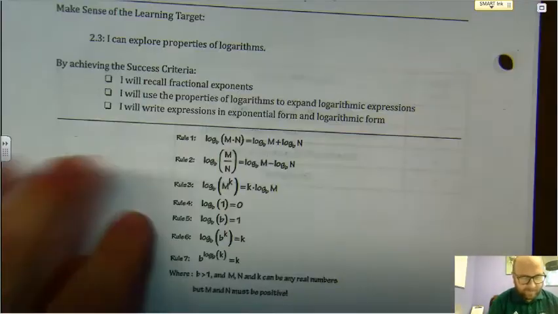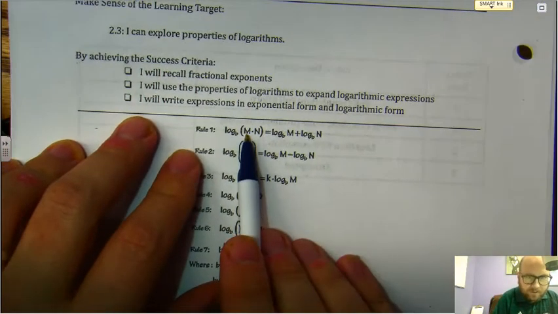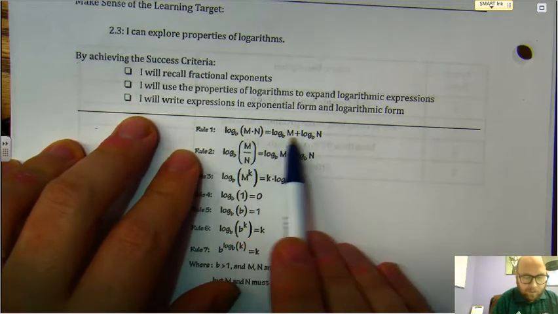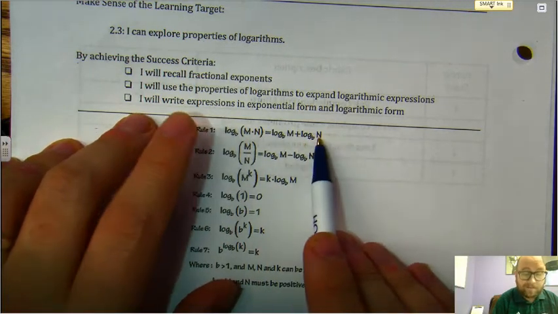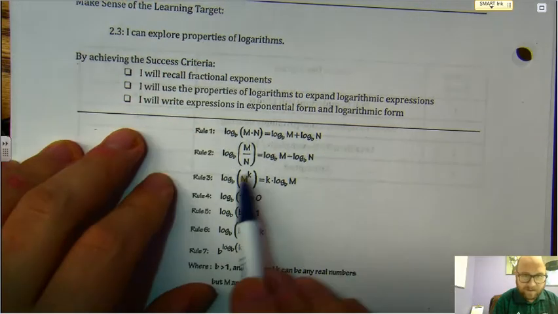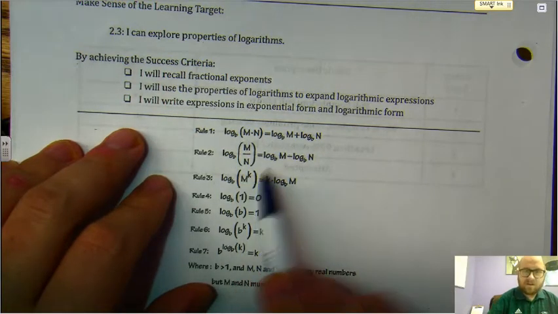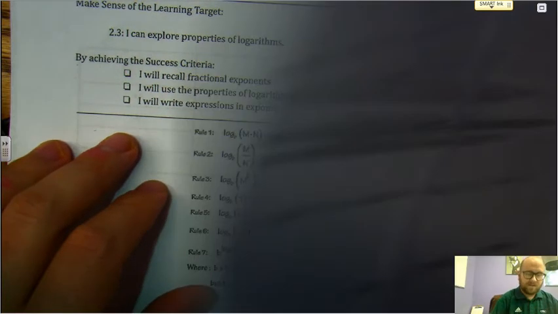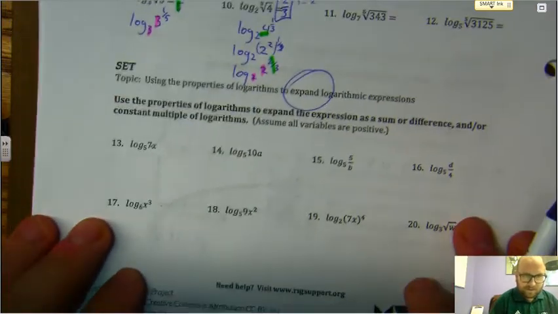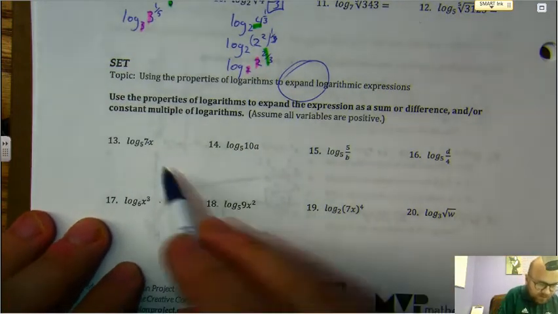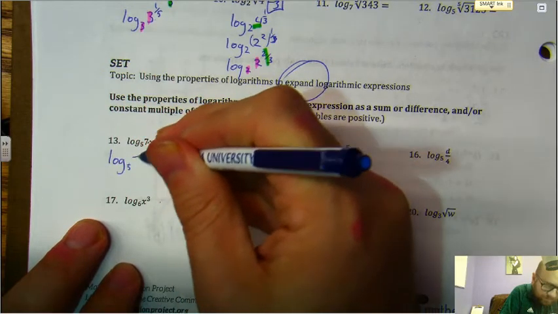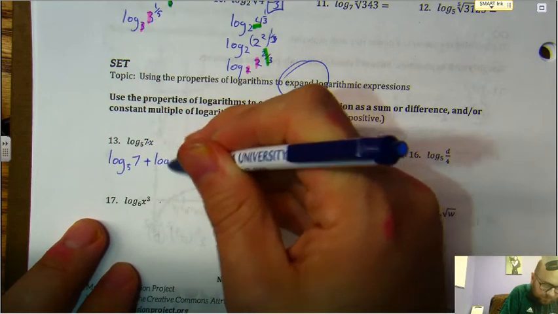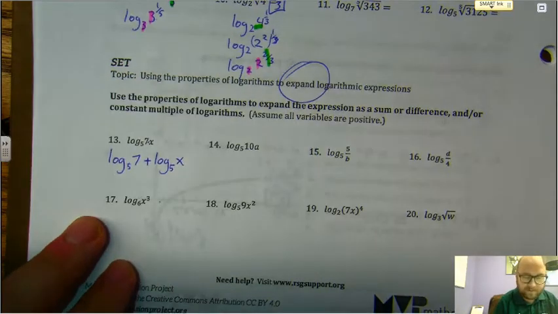There it is. Okay, so look, when we have two numbers that are being multiplied together, what we do is we take log base b of the first number and we add log base b of the second number. Same thing with division. Okay, so let's go ahead and expand some of these things out. When I see that this is log base 5 of 7x, that's 7 times x. So that's log base 5 of 7 plus the log base 5 of x, right?